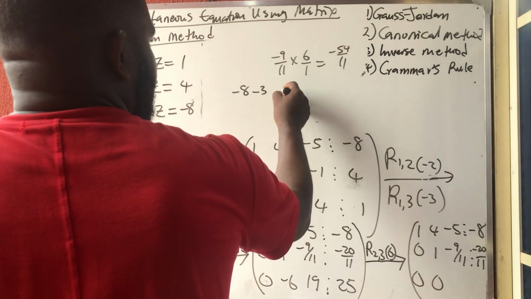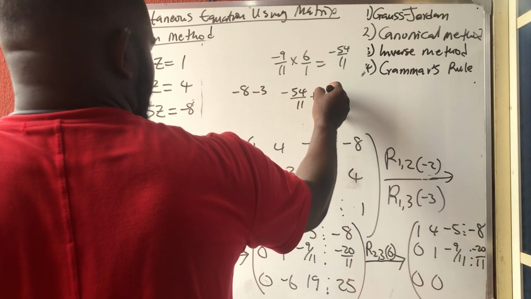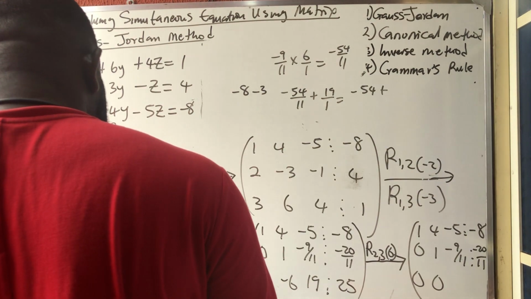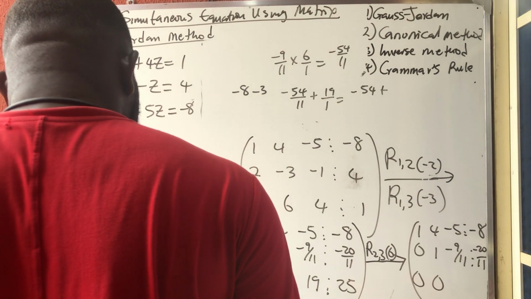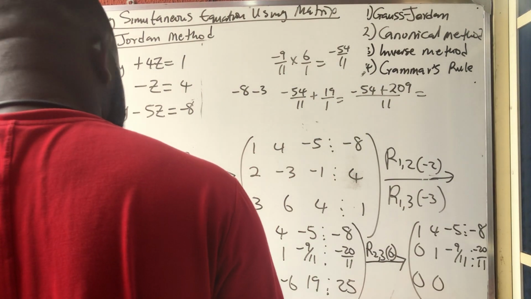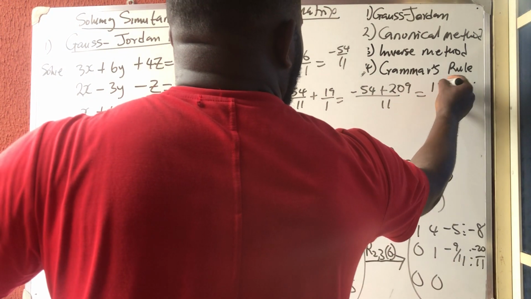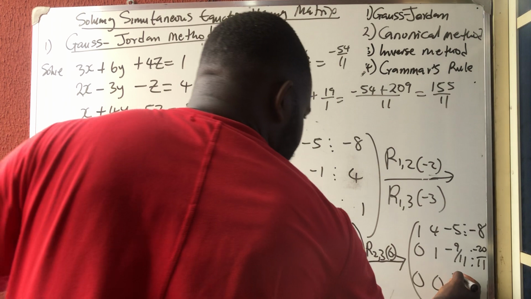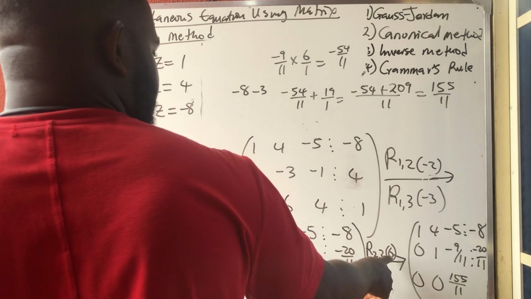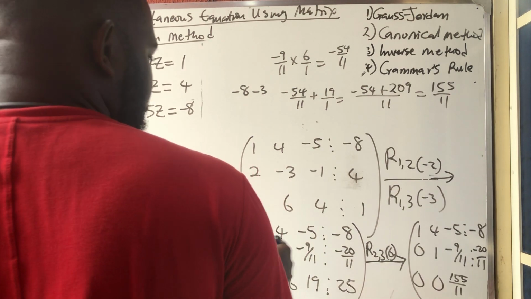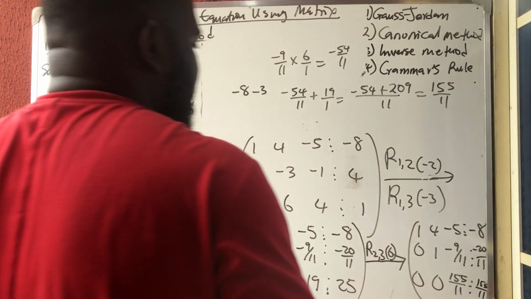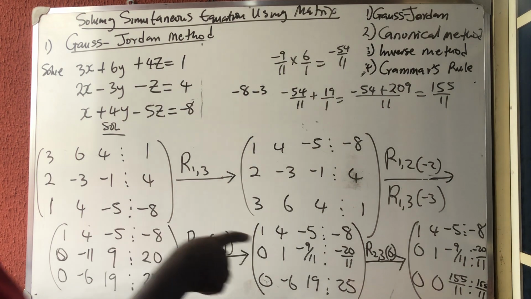Then we are adding it to 19. So minus 54 over 11 plus 19 over 1, which will give you minus 54 plus 11 times 19. 11 times 19 is 209 all over 11. If you now subtract that 54, you're having 155 over 11. The same thing here again: 6 times this plus this, you're going to get the same 155 over 11. The next and the last thing we're going to do is to make this place 1.